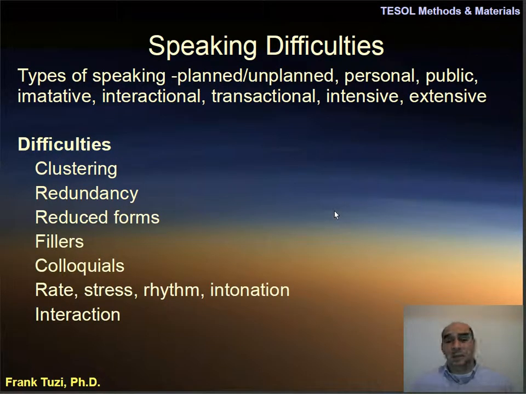Speaking difficulties. We've talked about some of these before. We still have planned speaking. We have unplanned speaking. More people are probably afraid of the unplanned speaking, where you've got to get up and give a speech. There's personal dialogue, private or public speaking. There's imitative speaking. There's interactional speaking, right? You're interacting with somebody. Transactional, where you're actually transferring information. Intensive, extensive types of speaking opportunities. There are many different ways that we speak, and these can also be problems when you're not prepared for them.